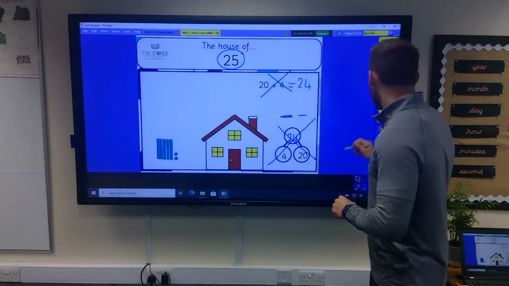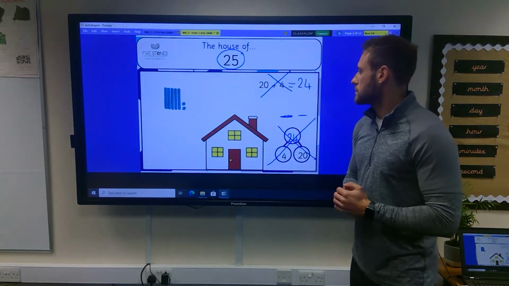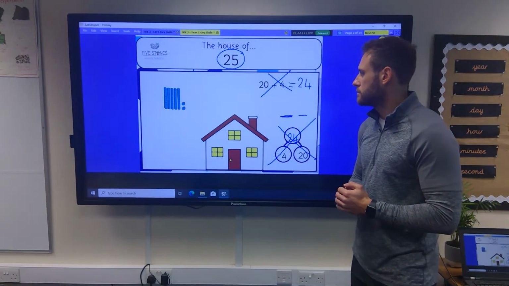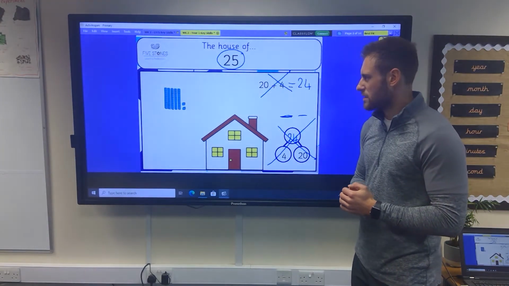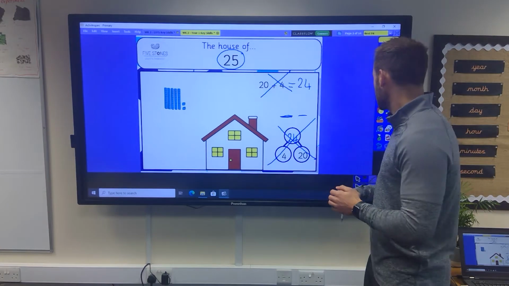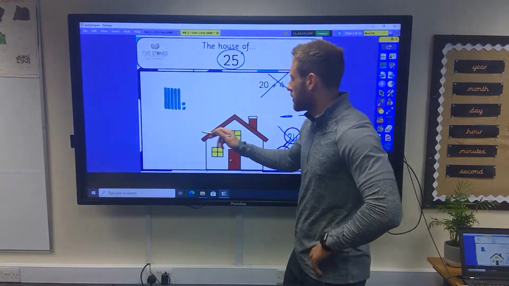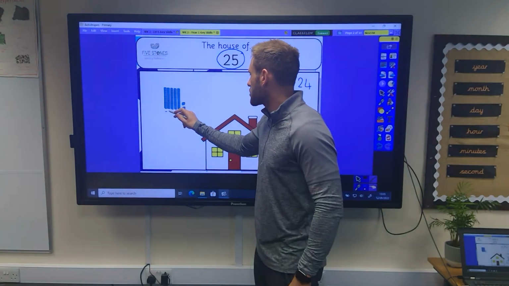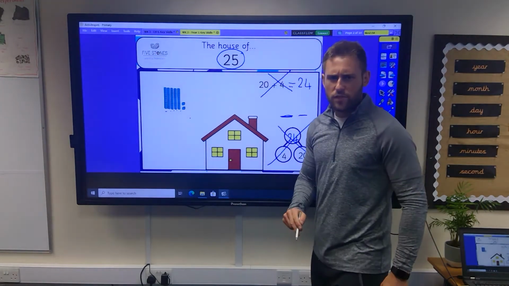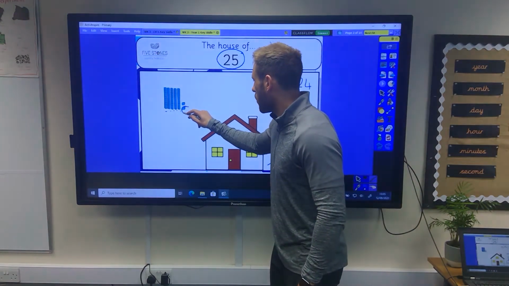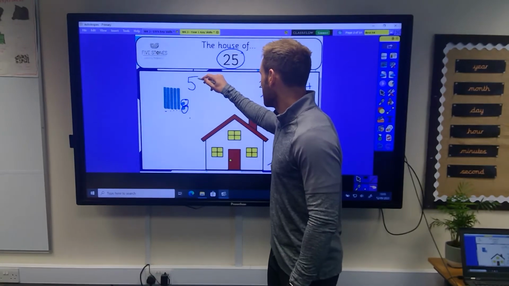Now, we have got our 10 sticks there, our base 10 sticks, and our 1s. Does that represent 25? Who's really good at counting in their 10s? Let's double check. 10, 20, 30, 40, 50, 51, 52, 52?